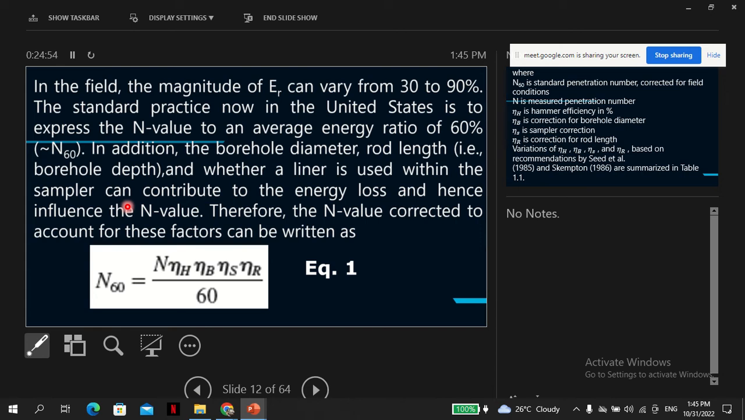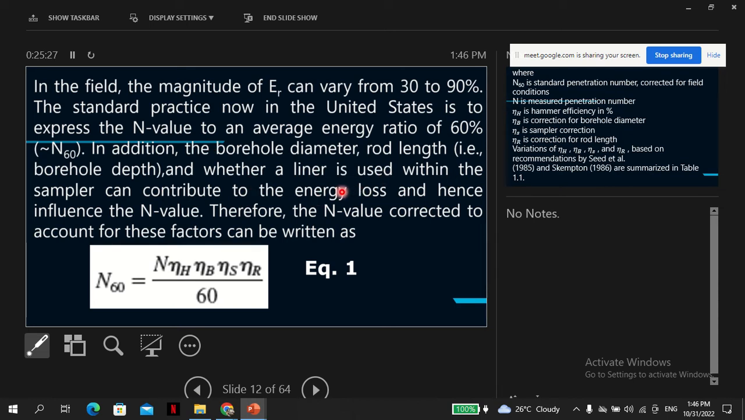Whatever the case, the value of N we obtain has to be compared against this N60, which has been used in the United States. This was proposed also by Seed. So in addition to borehole diameter, rod length, and borehole depth, there's also whether there's a presence of a liner.